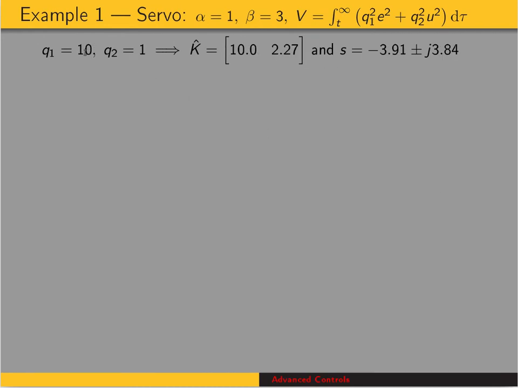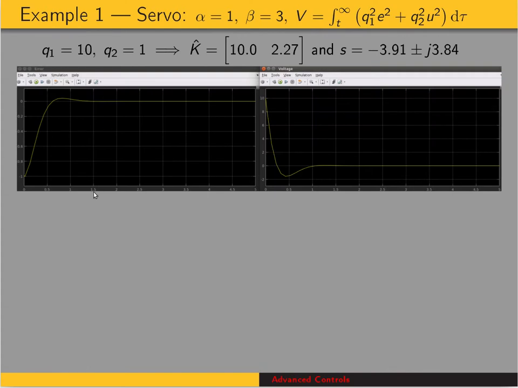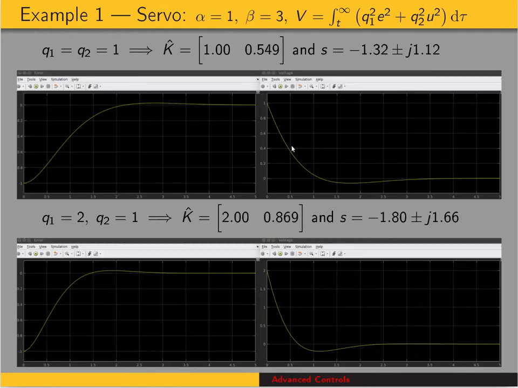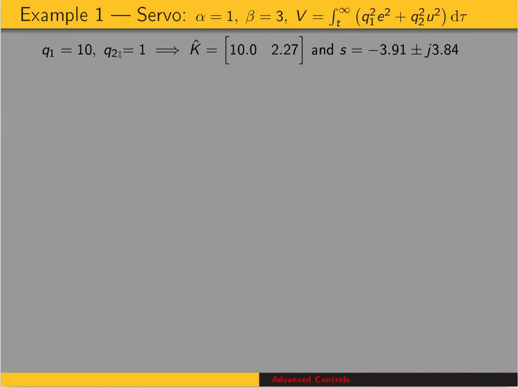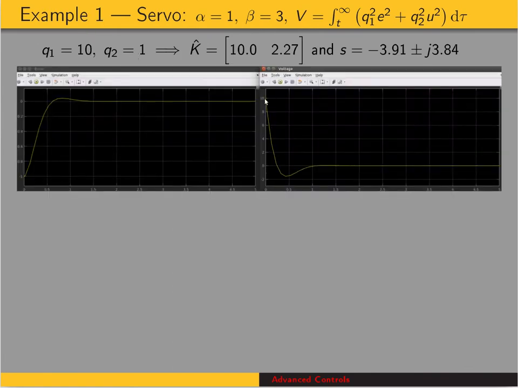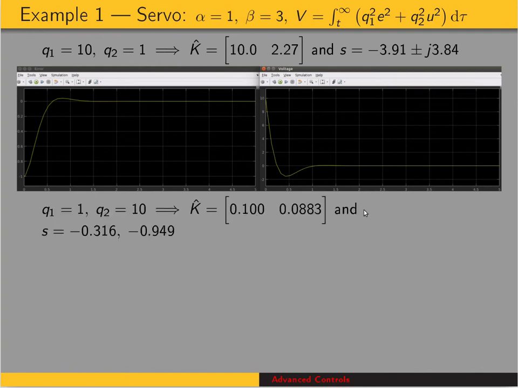And what happens if we really make the penalty for the error bigger? Now we end up with a much faster response and a bigger input. So now our magnitude is 10. Perhaps you couldn't see it on the video. The input here, the magnitude is 1. That's when the penalties were equal. When we doubled the penalty on the error, then our magnitude of the input became 2. And now when we have Q1 equals 10 and Q2 equals 1, the magnitude of the input is maximum at 10.